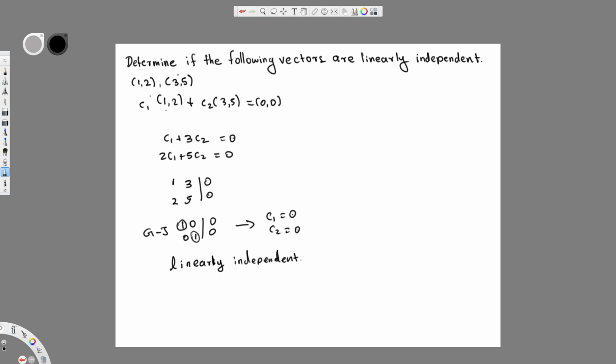And in case you have one leading coefficient and two vectors, that means this is linearly dependent. That's another way, if you have a question like find whether it is linearly dependent. If you have a different number of leading coefficients and vectors, that means it's linearly dependent. So this is how we do this question. I hope you guys understand this. See you next time.